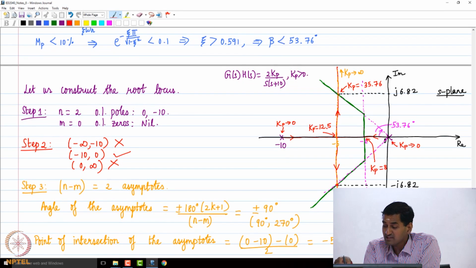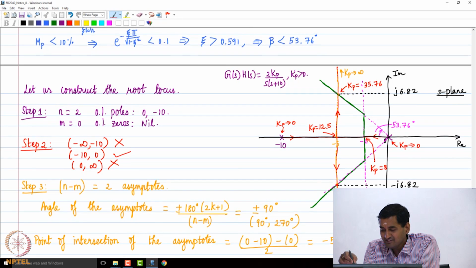I can also choose Kp between 8 and 12.5. That will also satisfy performance specification, but the system will be overdamped. See, if you have an overdamped system, where is the maximum peak overshoot? So maximum peak overshoot anyway is not there, right, and yet I can satisfy the condition on settling time. So that is essentially this one. Of course, it's going to be slightly sluggish, because the settling time expression assumes that you are going to have an underdamped second order system.